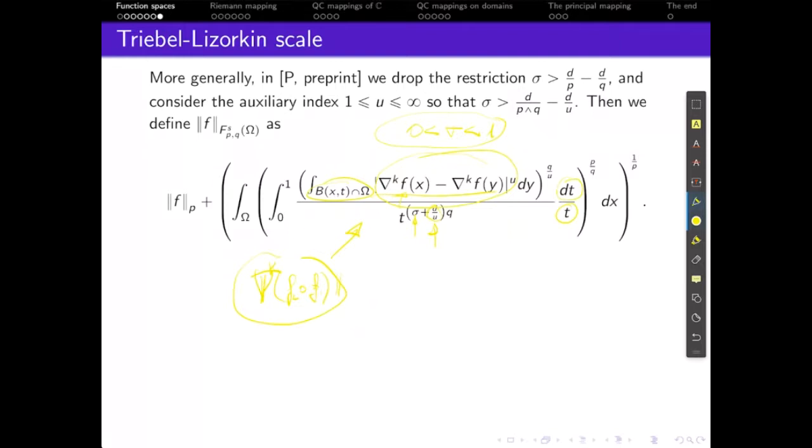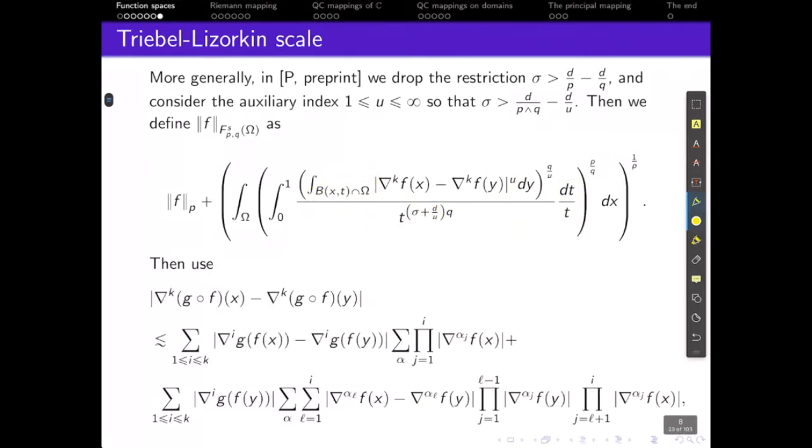Okay? And now the thing is that we have a difference. So what we need to do is to subtract the value of the function in two different points, and now we need to, of course, use again the Faà di Bruno's formula, but then you will have something that is evaluated at x, something that is evaluated at y, and there is a product of a lot of things.